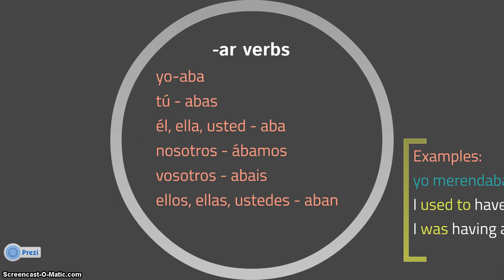The nosotros form is -ábamos. Notice we've got an accent over that first A. The vosotros form is -abais, no accent there. Ellos, ellas, and ustedes, -aban.